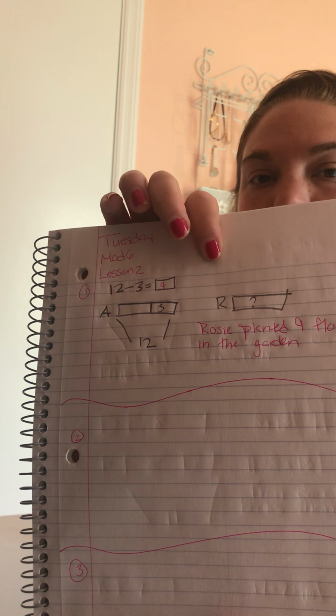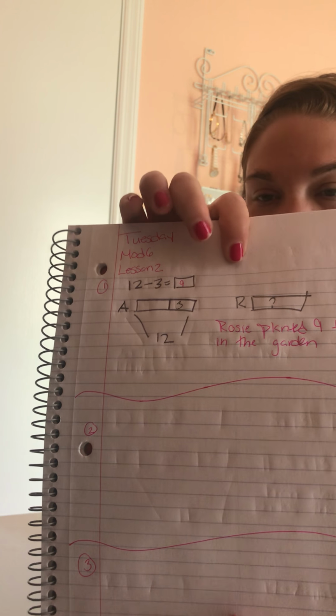And then the problem is going to be Rosie planted 9 flowers in the garden. Okay, so then your final work in solution problem should look something like this.